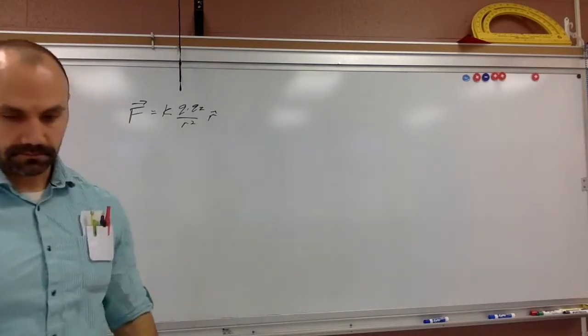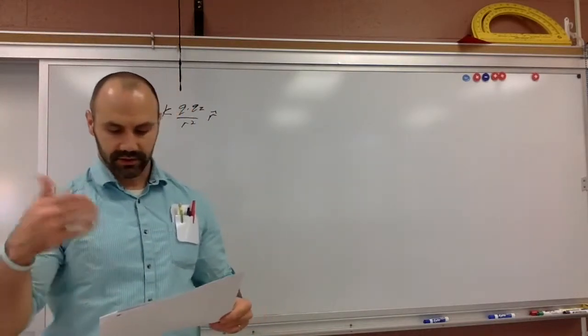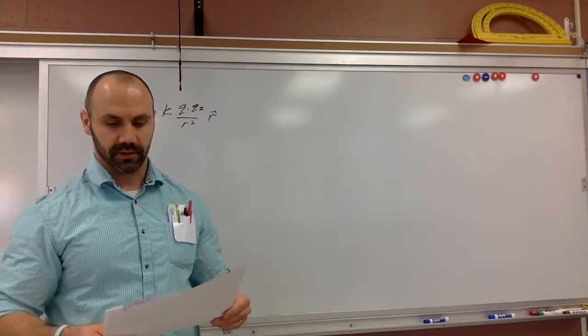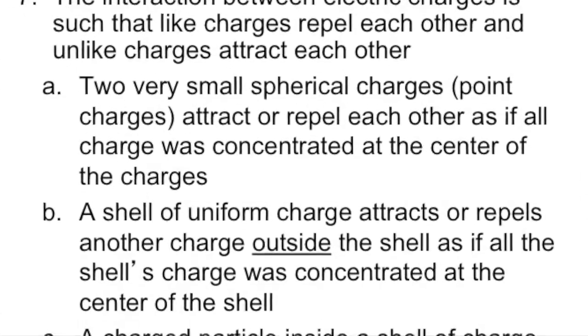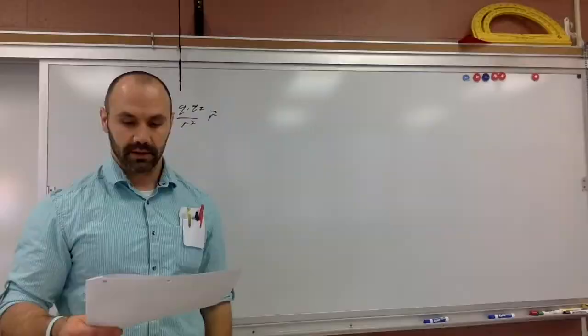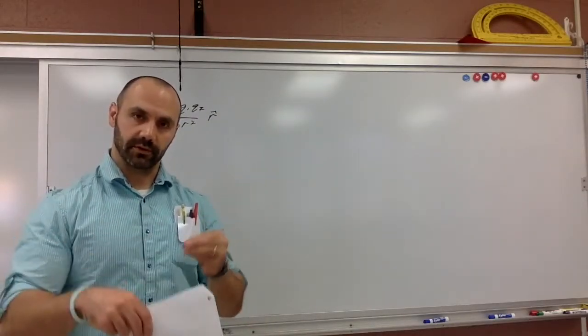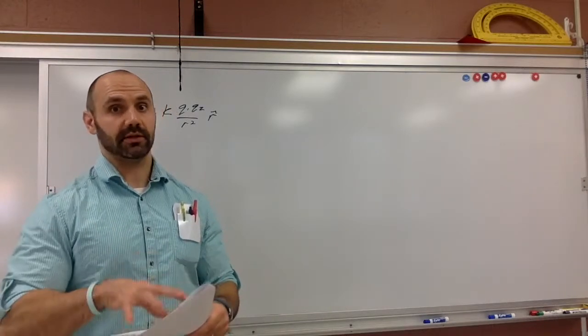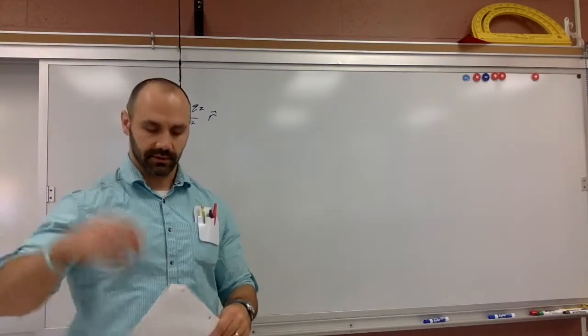Okay. So, a lot of this stuff is review. The interaction between electric charges. If we have two very small spherical charges, we treat them like point charges. Again, they attract or repel as if everything was concentrated at the center. You're going to see a lot of stuff here that looks like gravity. So keep that fresh in your mind. You see a lot of similarities.